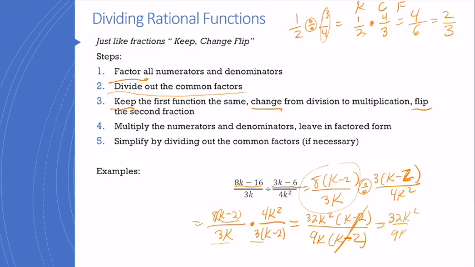We learned how to simplify exponential expressions before. So I have 32k over 9, and I can't simplify this any further.